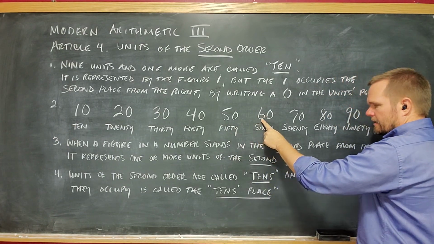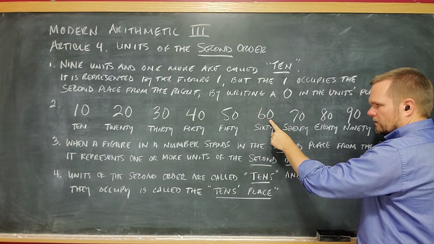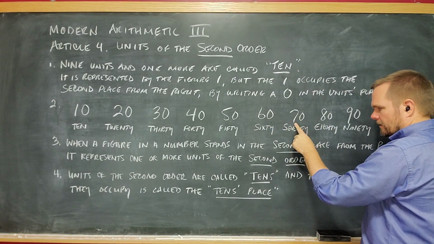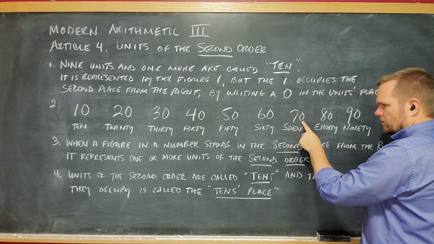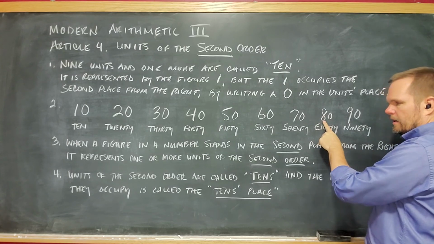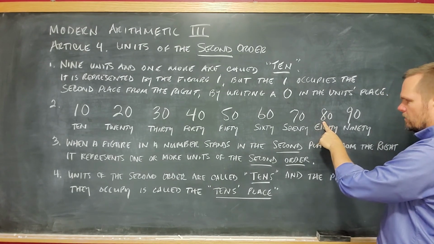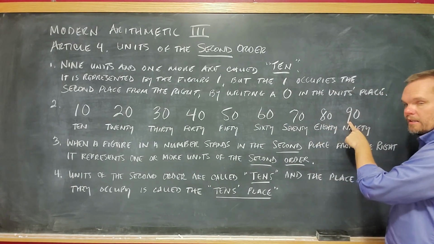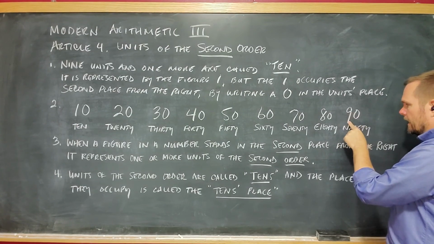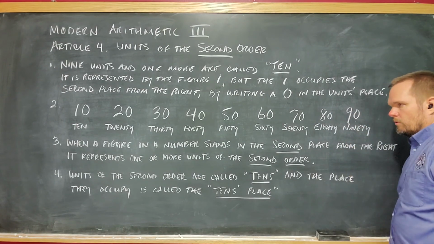60, 6 tens and 0 units. 70, 7 tens and 0 units. 80, 8 tens and 0 units. And lastly, 90, 9 tens and 0 units.